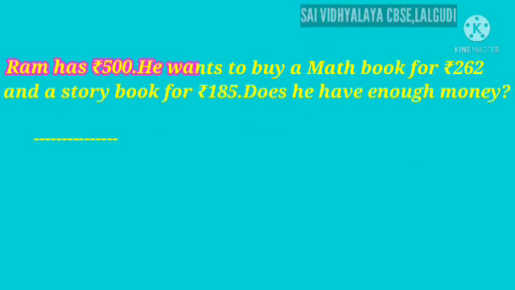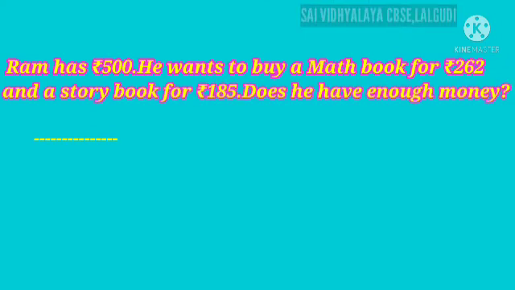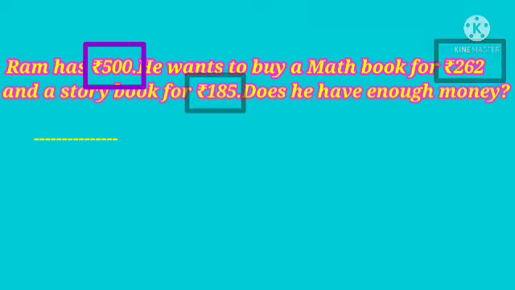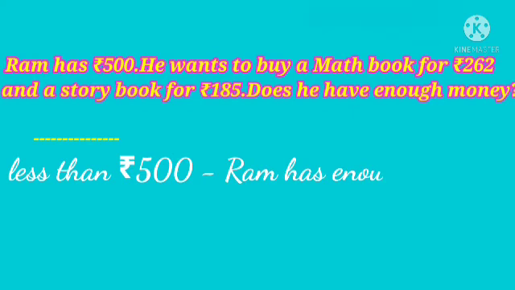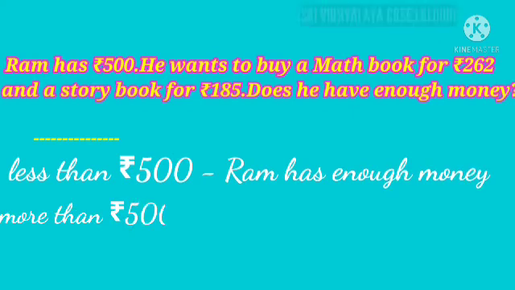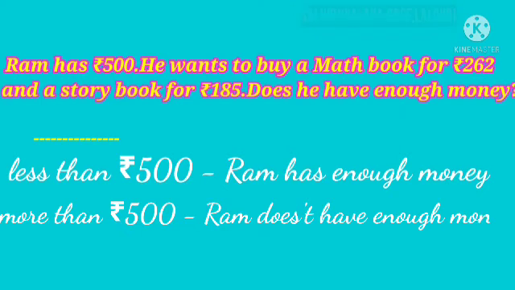Solve the given word problem. Ram has rupees 500. He wants to buy a math book for rupees 262 and a story book for rupees 185. Does he have enough money? First, you have to add the cost of books which Ram plans to buy and then subtract the total amount from rupees 500 which Ram has. If we get remaining, then you can say that Ram has enough money. If it exceeds, that is more than 500, that means we can say that Ram doesn't have enough money.